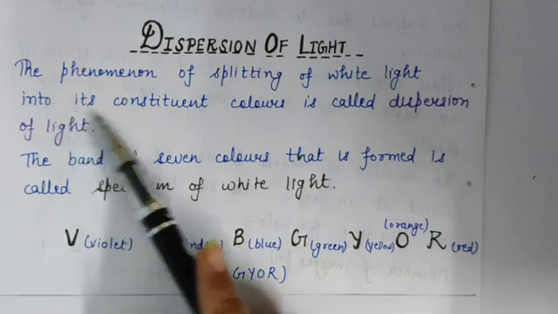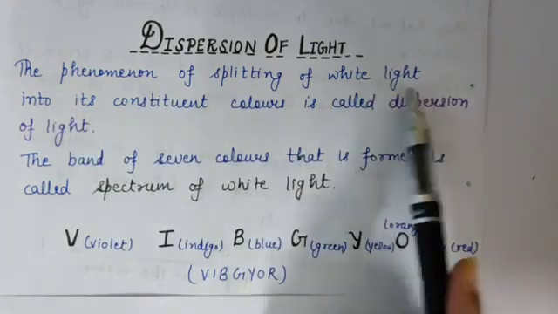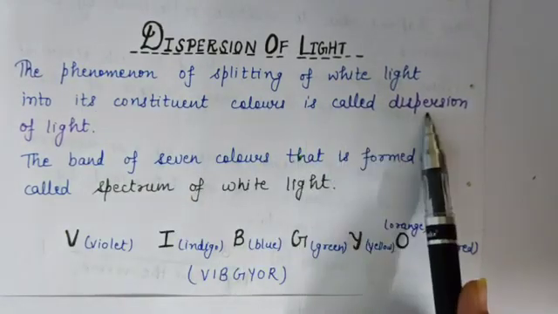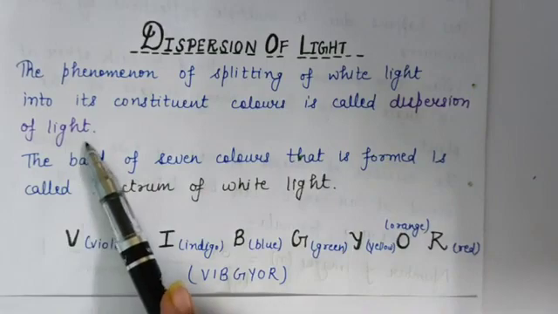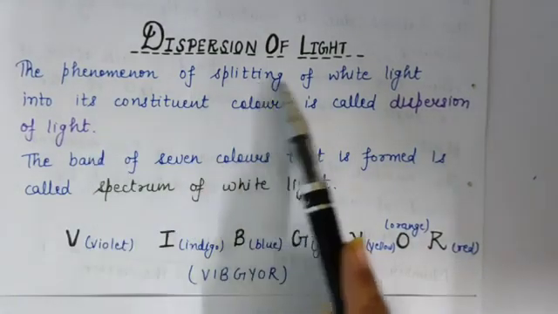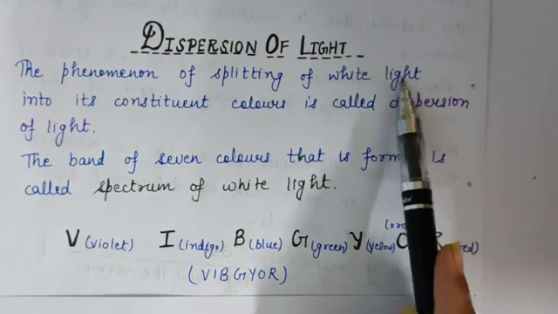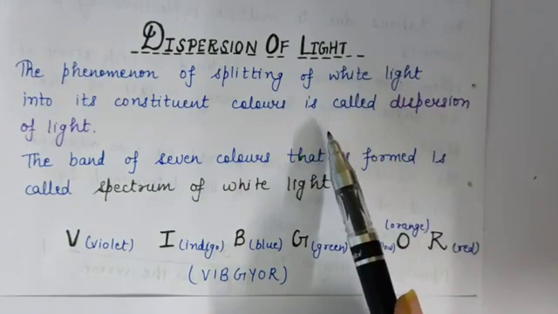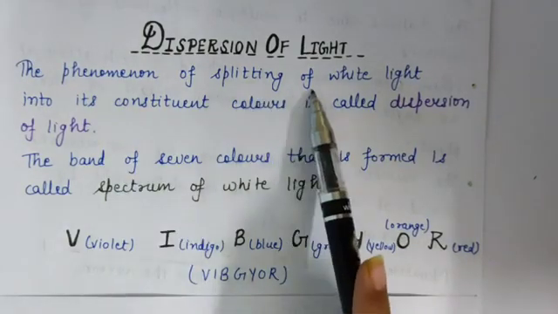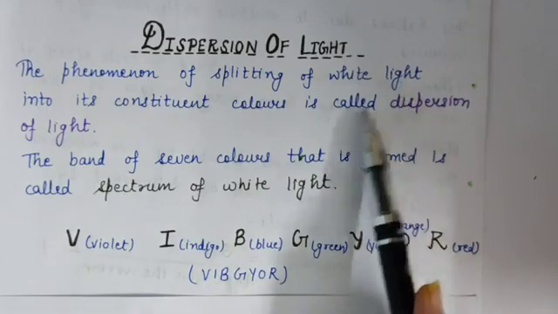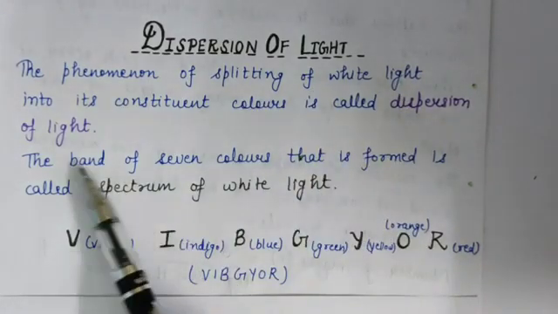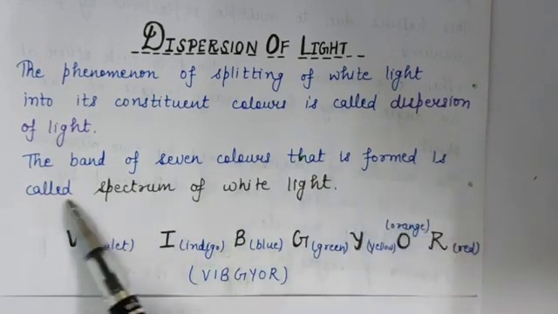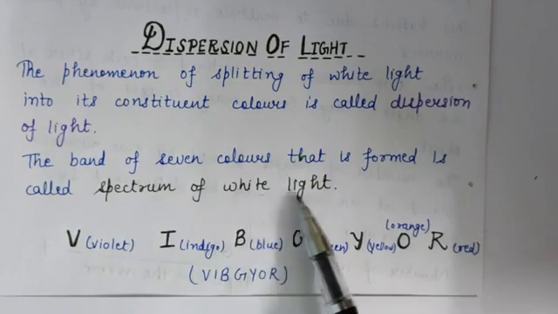The phenomenon of splitting of white light into its constituent colors is called dispersion of light. Dispersion of light means splitting of white light into 7 colors, and the band of 7 colors that is formed is called the spectrum of white light.